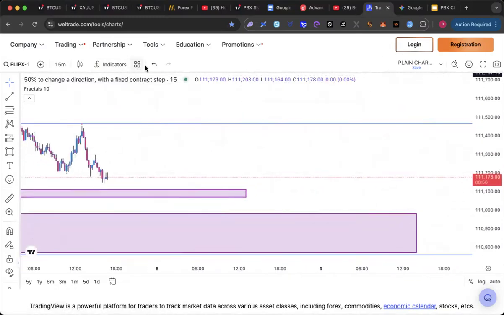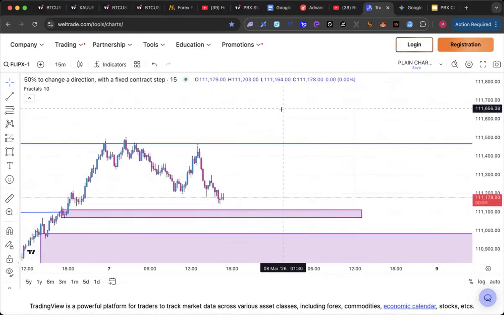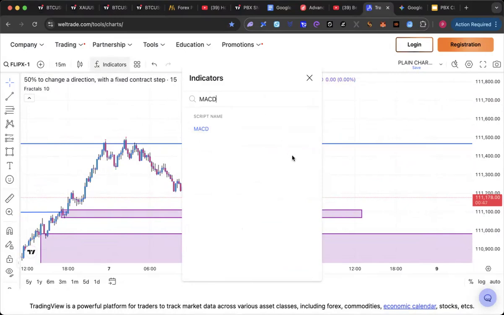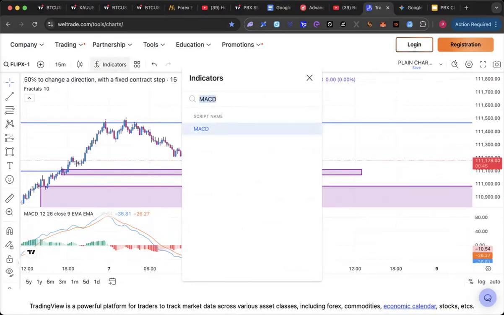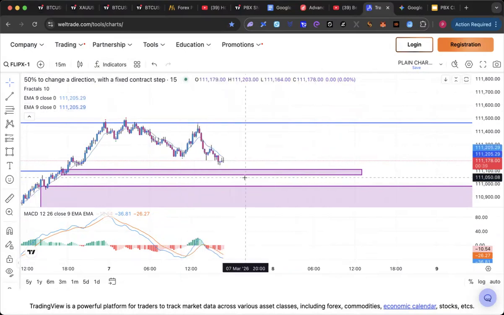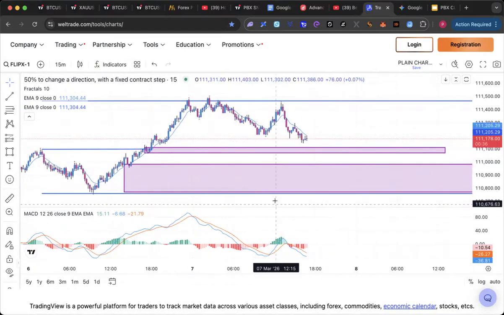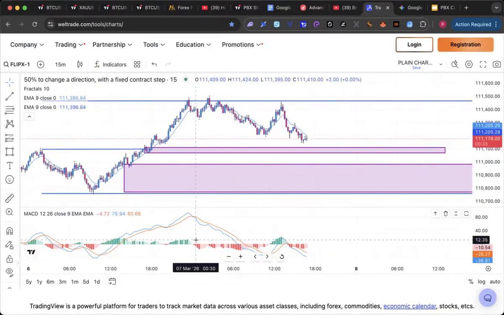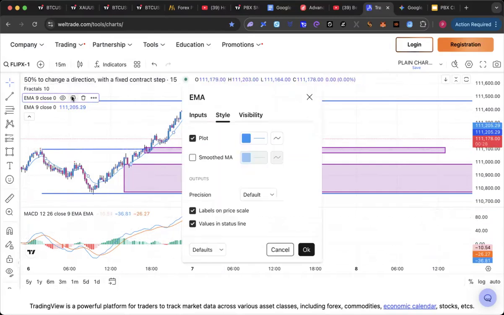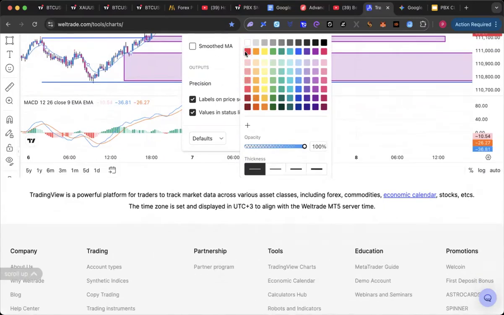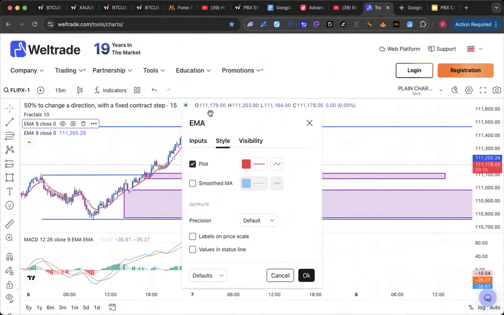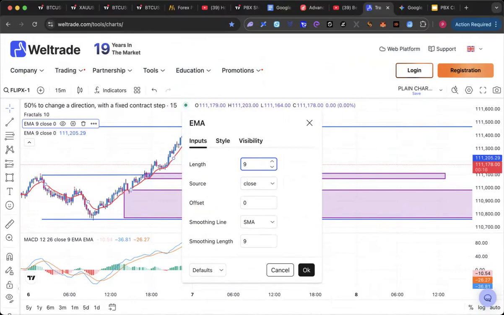Now, if you want to add other tools, add MACD. So let's look at MACD, that's one. Then EMA, so I click it twice. I use 10 in the case of the reef, but here I use 25 and 200. So let's quickly change this to 200. Change the color to red, and turn to the second layer to make it a bit thicker. Then go to the input and put 200.